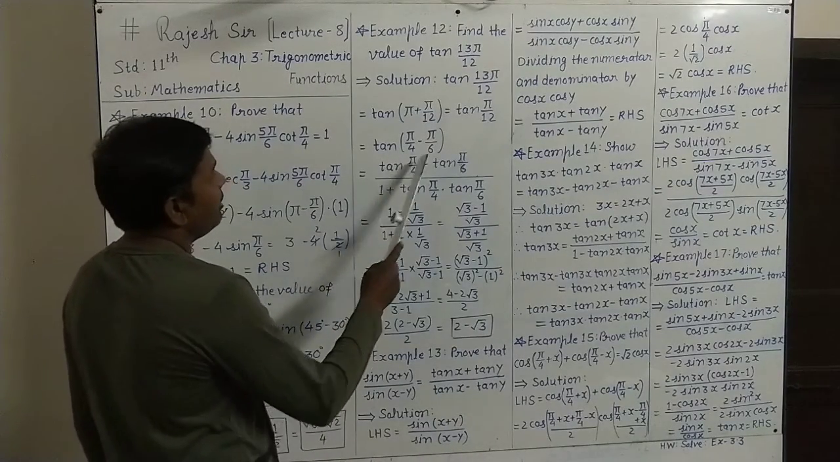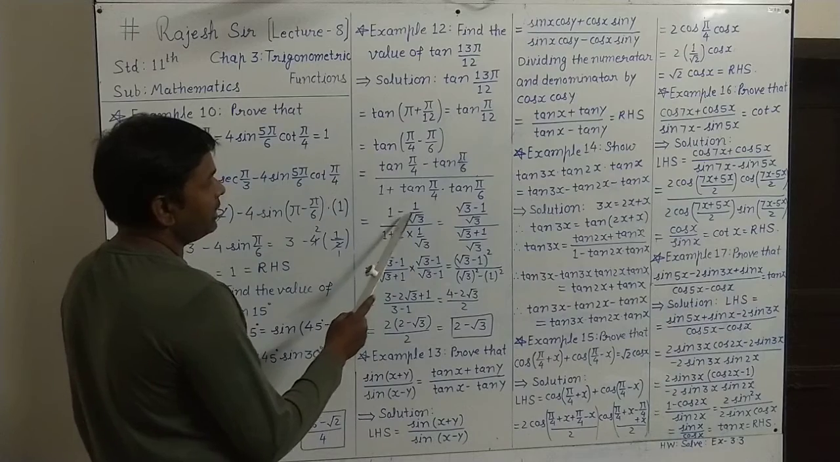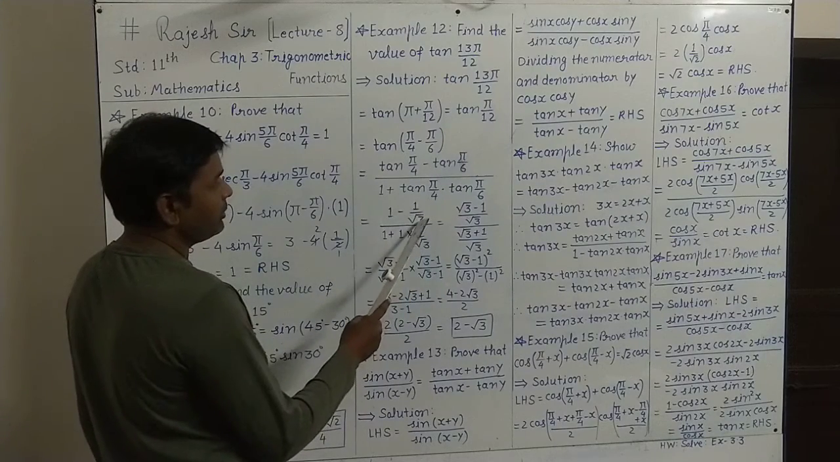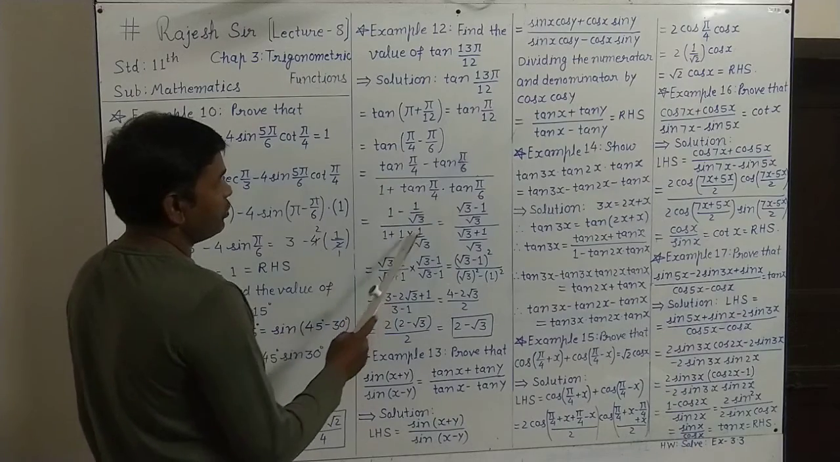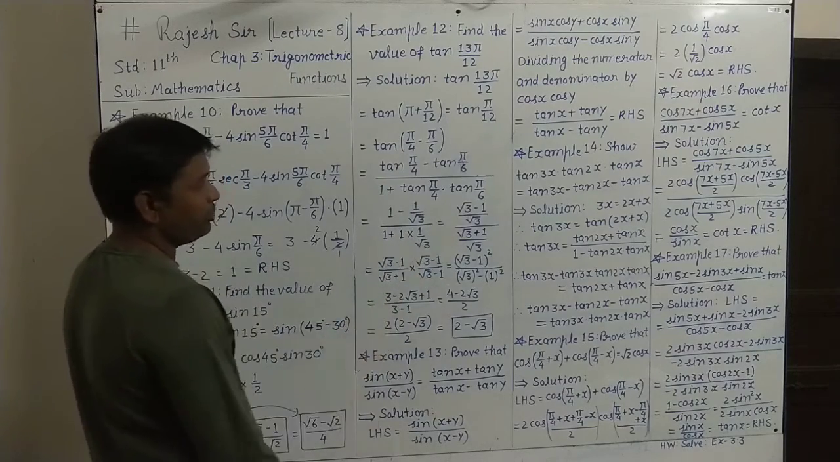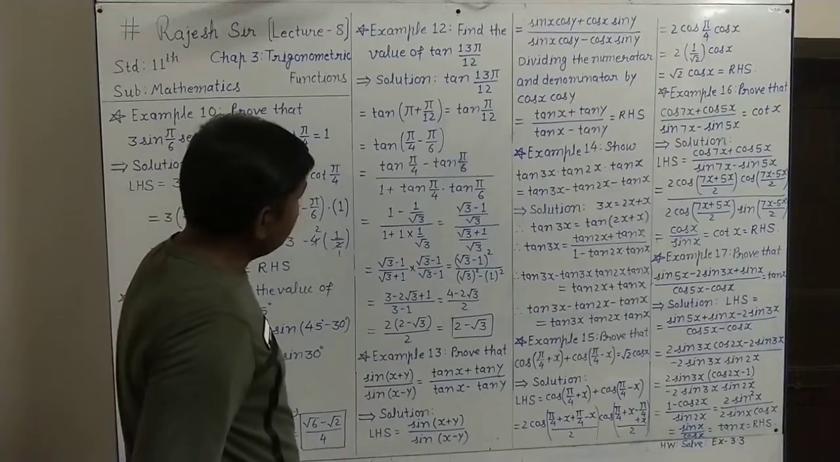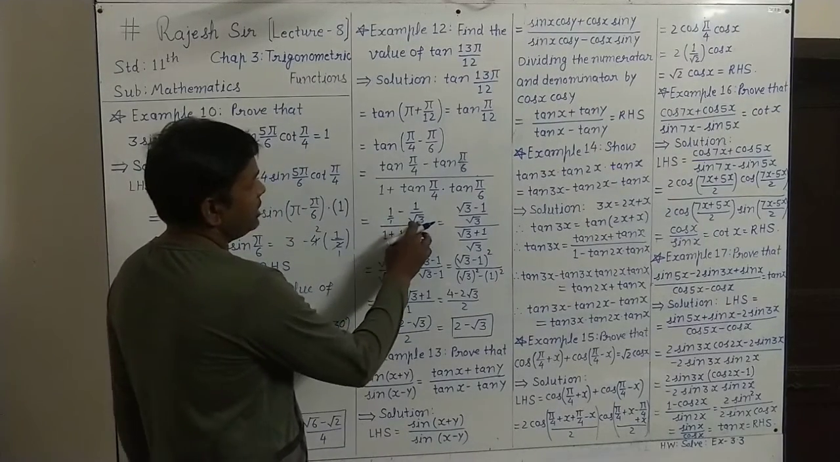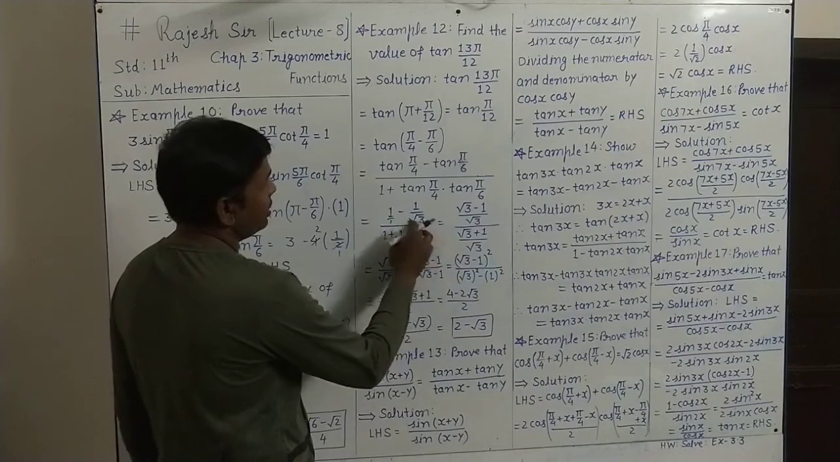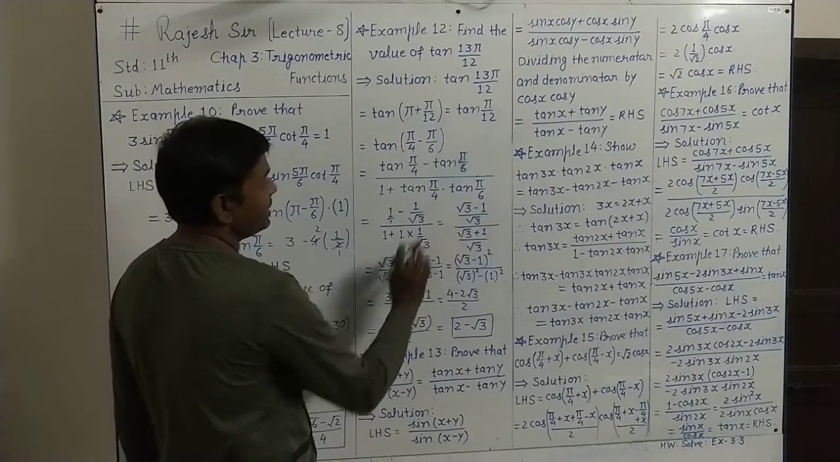Now tan pi by 4, by the table, is 1, minus tan pi by 6 is 1 upon root 3, upon 1 plus tan pi by 4 is 1 into tan pi by 6 is 1 upon root 3. Here simplification is done. 1 upon 1 we can write. So the LCM of root 3 and 1 is root 3. Root 3 into 1, root 3 minus 1 as it is.